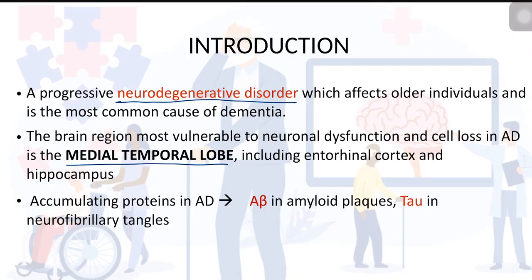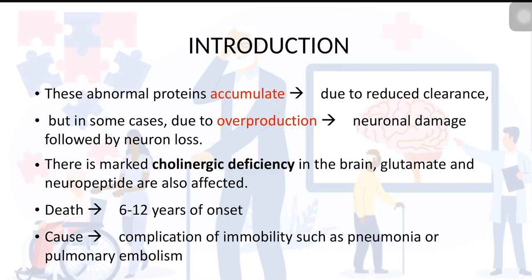It happens due to accumulating proteins, that is A beta and tau proteins, which are present in the neurofibrillary tangles. Further, these abnormal proteins can accumulate, or maybe due to overproduction they can cause neuronal damage followed by neuronal loss. There is marked cholinergic deficiency in the brain. Glutamate and neuropeptide are also affected. So the first which is affected is acetylcholine. There is depletion of acetylcholine.